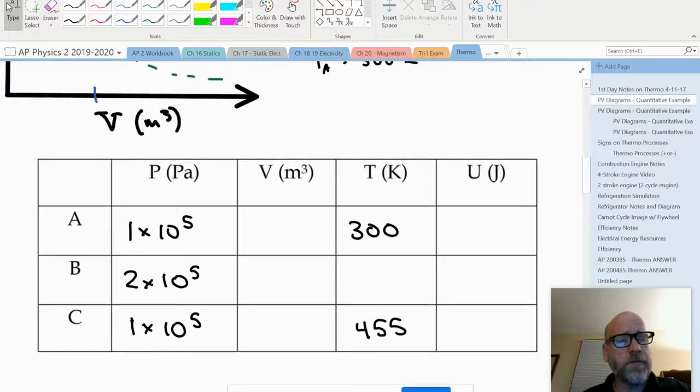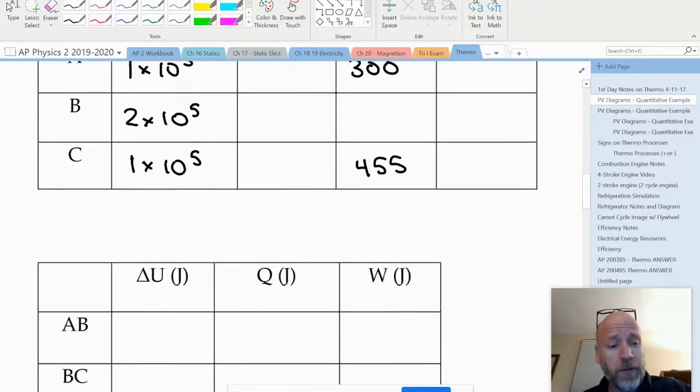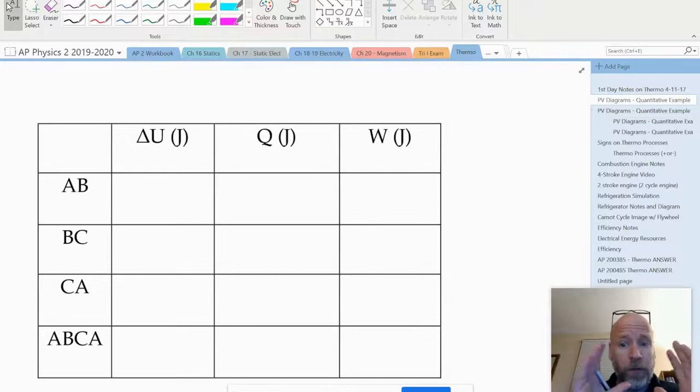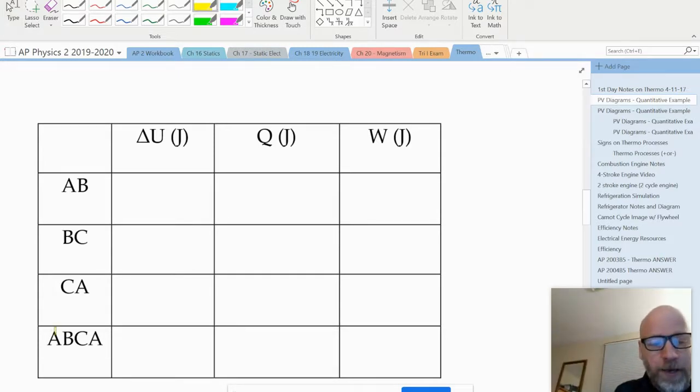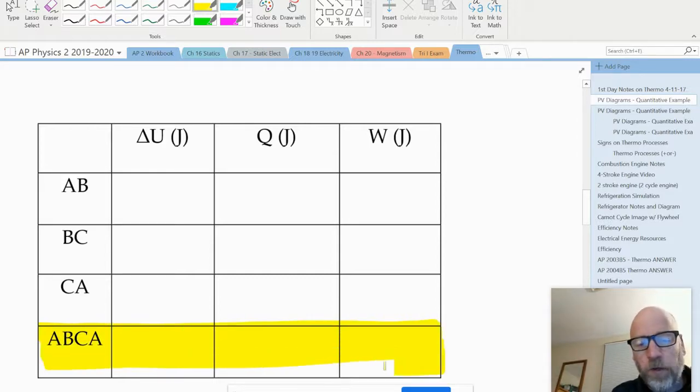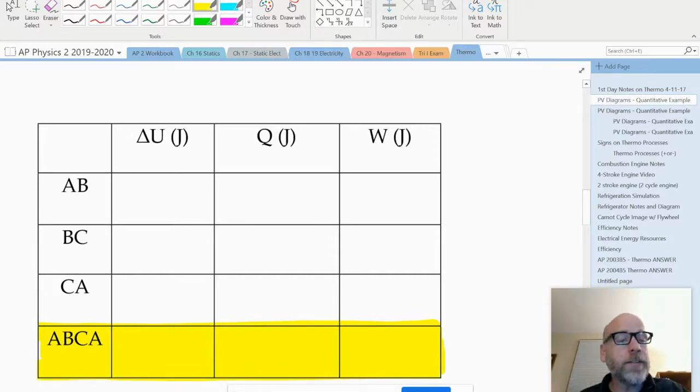One will allow us to collect the P, V, T, and U. U is internal energy of the gas. I need all of that information so that I can fill in the big chart down here. This is the one we care about: the change in internal energy, the heat, and the work. And the answers we really care about at the end is for ABCA, for the entire system. That's what we're really trying to find in the end.